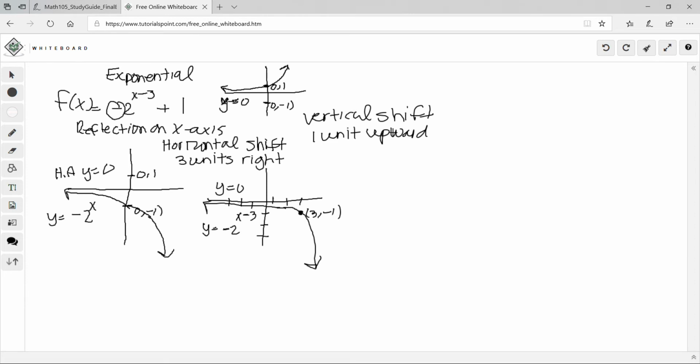So our final graph is going to look something like this. So we're going to shift this up 1 unit. So this is going to be 2, 3. It's going to be 3, 0. And then we have a new horizontal asymptote of y equals 1. So this point is 3, 0. So it'll look something like this.